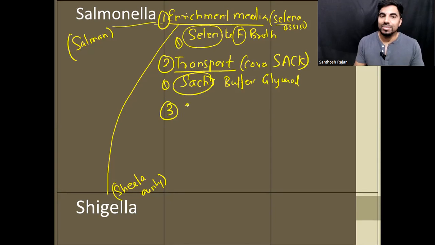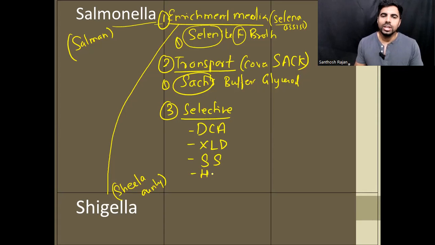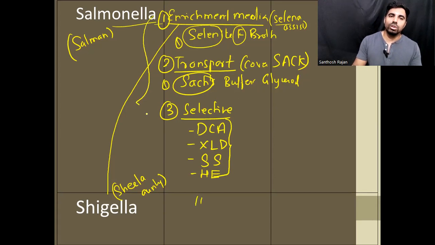What about the selective medias? I cannot give you a clue for these. You have to remember yourself, because it will come as an option, so it's easy. It's basically DCA media, deoxycholate citrate agar, XLD agar, and SS, Shigella Salmonella agar, and one more, Hektoen enteric agar. These are common for both. Everything is common for both.